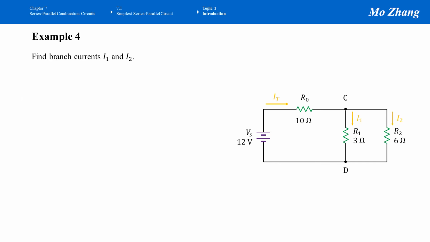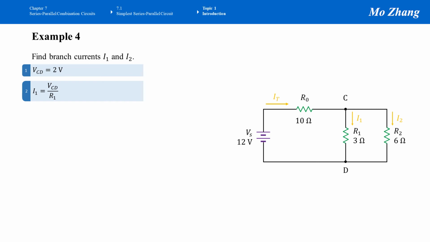Since we found the voltage between C and D, in the next example, example 4, we can find the current that goes through R1, called I1, and also the current that goes through R2, called I2. Again, the voltage between node C and D is 2 volts, which means the voltage across R1 is 2 volts. The voltage across R2 equals 2 volts. Now we can find the current for every parallel branch. We can simply use the Ohm's law current formula, I equals V over R.